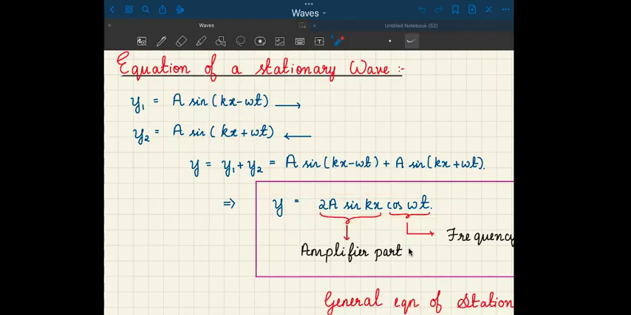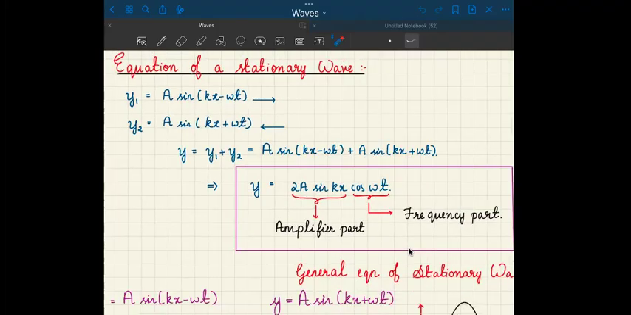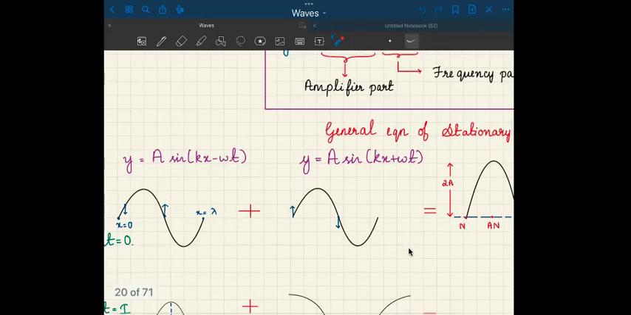2A sin kx cos omega t. In this, you have two components. You know how to do this: A sin(A minus B) plus A sin(A plus B). After working, you will have an equation like this. This entire term is called the amplitude term, and cos omega t is the frequency term. So 2A sin kx is the amplitude term. Right. Next.